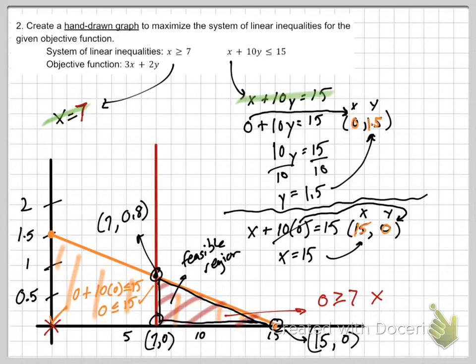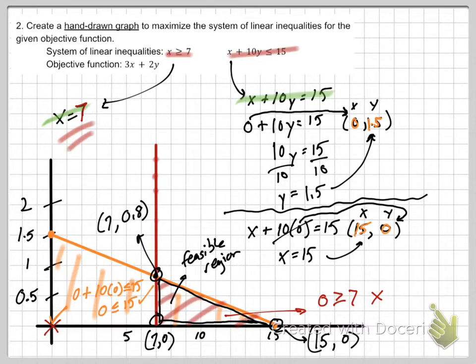All right, so we have this system of inequalities here and here. So our first job is to graph them like their equations, right? So I'm going to turn x is greater than or equal to 7 into x equals 7. And I can go ahead and graph that because I know x equals 7 anywhere along this line.